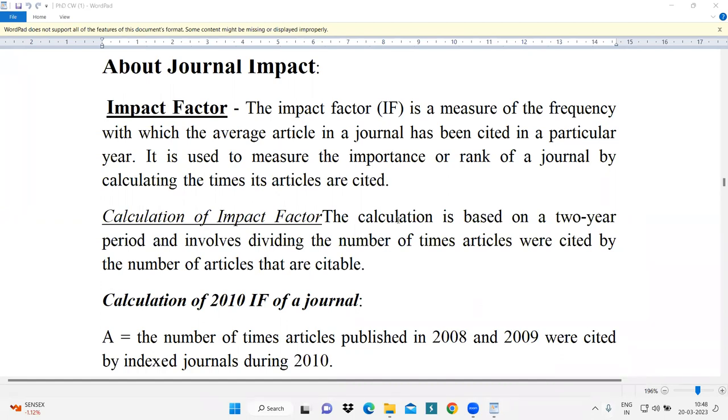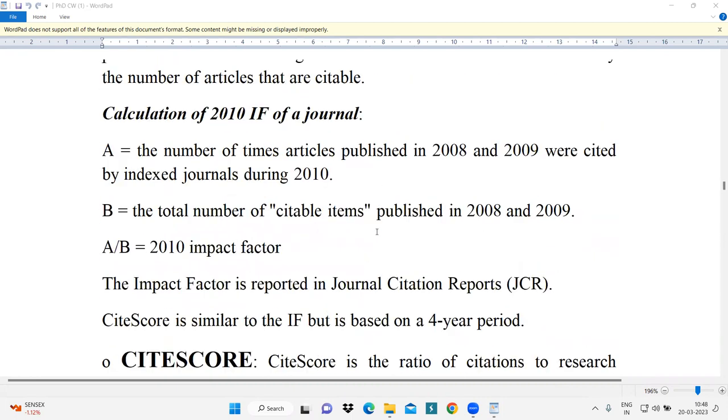So we were talking about the impact factor. It is a measure of the frequency with which the average article has been cited in a particular year, and the impact factor has been calculated for the last 2 years. We are not going to calculate the impact factor, because the different databases catch the data and provide the impact factor ready-made to us. But for our knowledge, the calculation is given on the screen. You can have a look. So, calculation of impact factor of a journal for 2010.